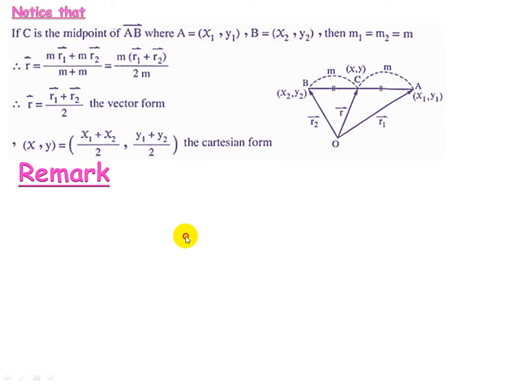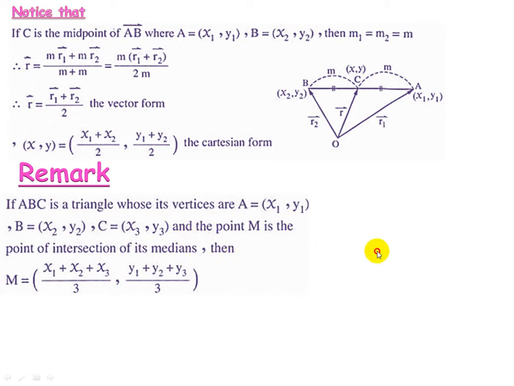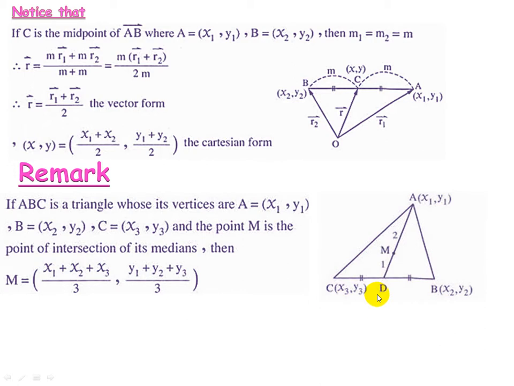Remark, if I have triangle ABC, where A equals (x1, y1), B equals (x2, y2), C equals (x3, y3), and M is point of intersection of its medians, which divides each of them by ratio 1 to 2 from the base, or 2 to 1 from the vertex, then the coordinates of M equal ((x1 + x2 + x3)/3, (y1 + y2 + y3)/3). M also, we can call it the point of centroid.